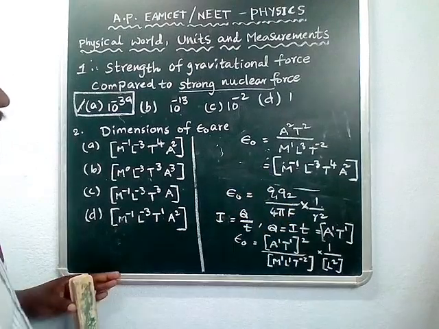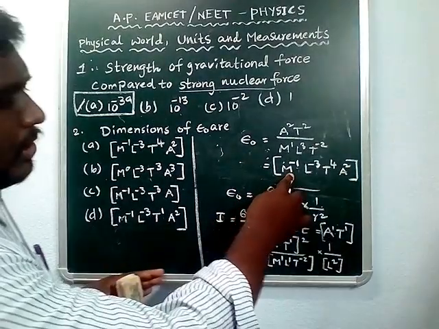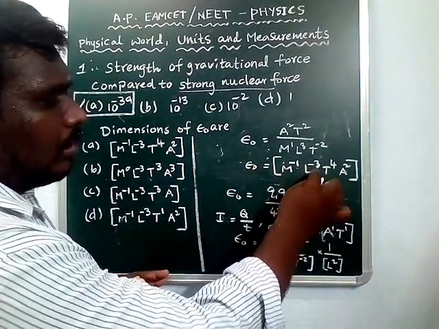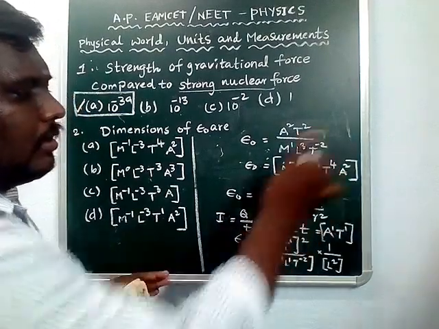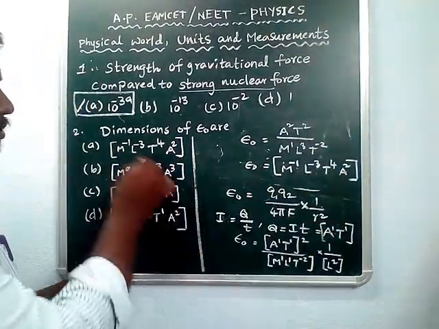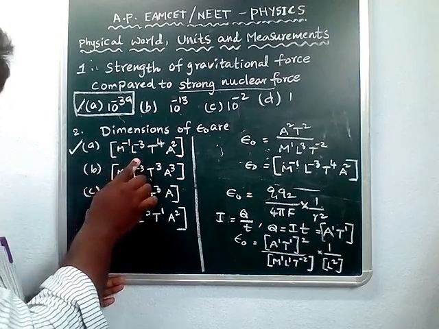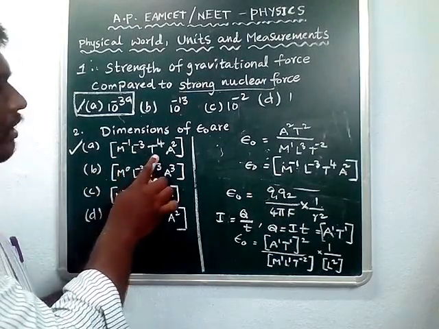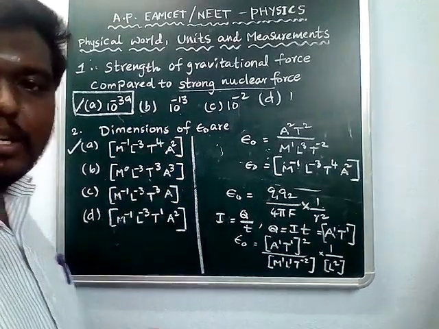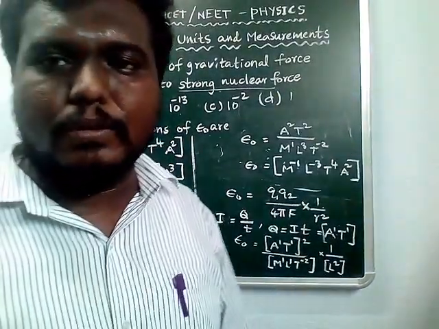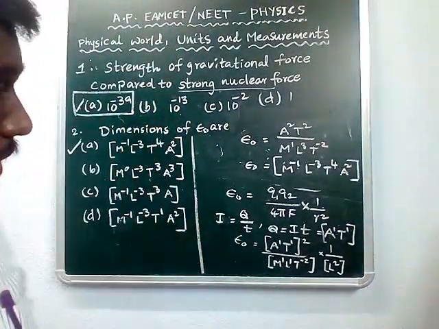So here you can check the option: M power minus 1, L power minus 3, T power 4 A square, that means A power 2. So option A is the correct answer: M power minus 1, L power minus 3, T power 4 A power 2. Understand? So it is the second question's solution.